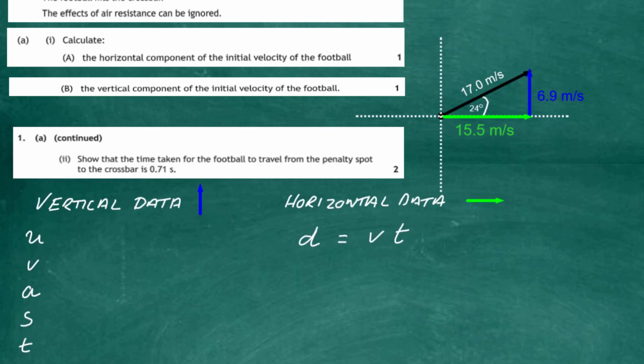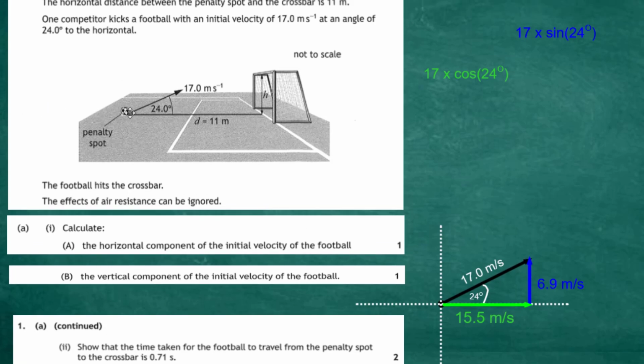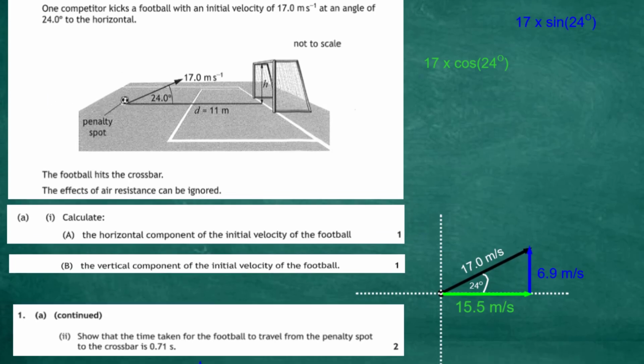So you have your vertical data, U, V, A, S and T. Remember, vertical data is the vertical component, and the horizontal data, which is going across the way, and those two are separate pieces of motion. If you look at your situation here, we've been asked to find a horizontal fact here. So do we know the horizontal distance? Well, we do know it. It's the distance between this penalty spot and the goal line, so it's going to be 11 metres.